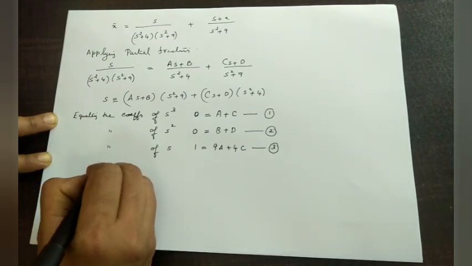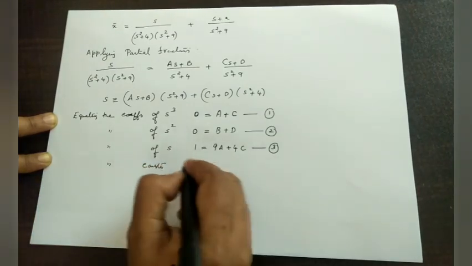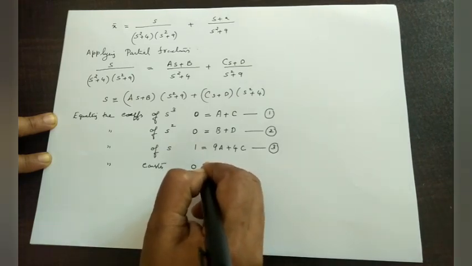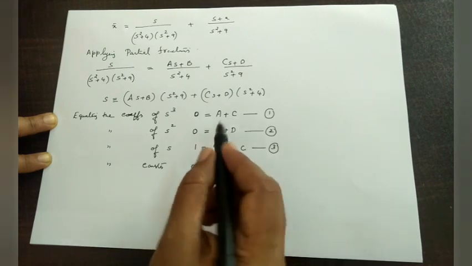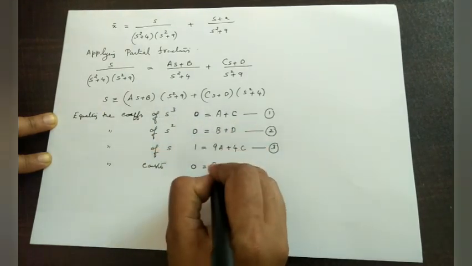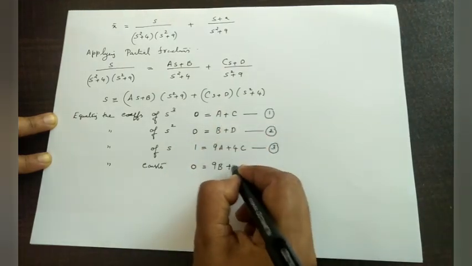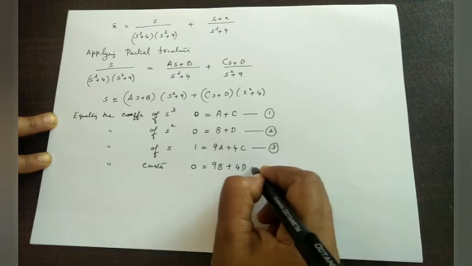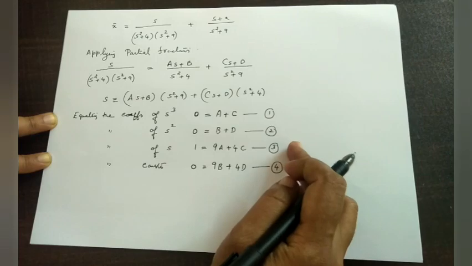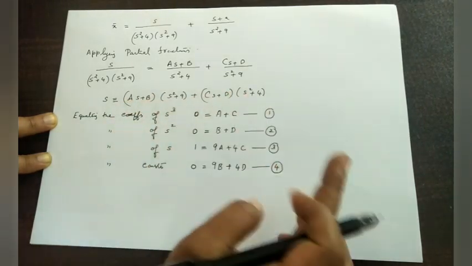Now equating the constants on both sides. On the left hand side there is no constant, therefore 0 is equal to, on the right hand side, 9b plus 4d. This represents the fourth equation. Now we can solve equations 1, 2, 3, 4 to obtain the constants a, b, c and d.